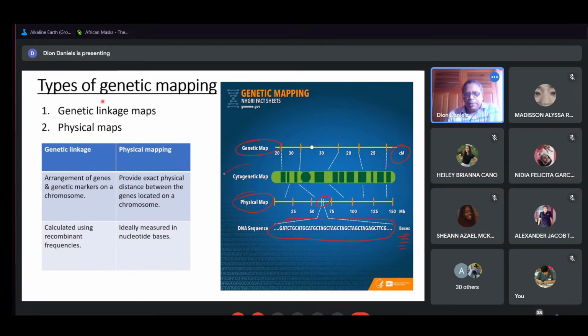Cytogenetic map. This is an overall diagram of the chromosome. Here you have the centromere. Did we talk about the long arm and short arm of a chromosome? What letters are assigned to them? What do you call the long arm of a chromosome? It's a letter. Did we?